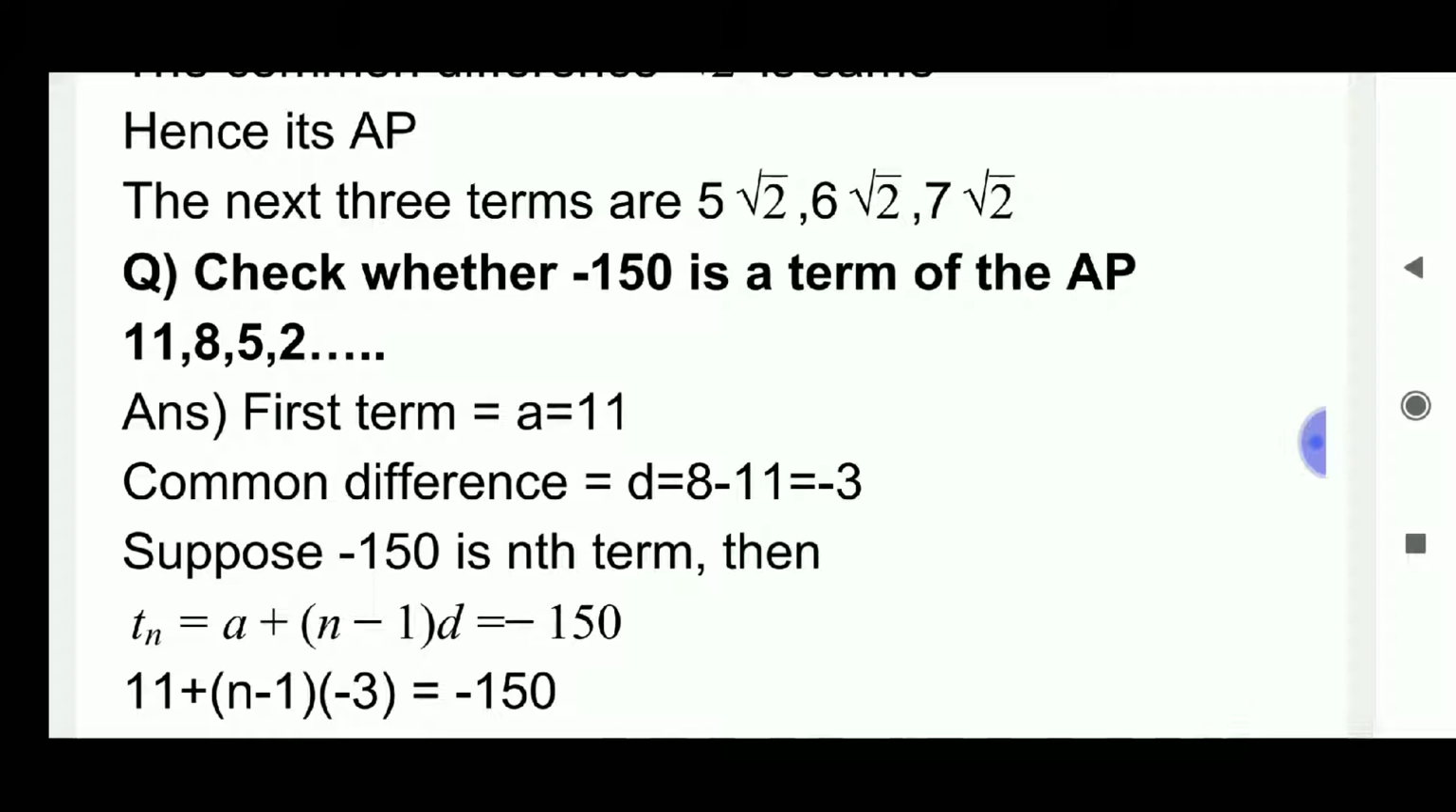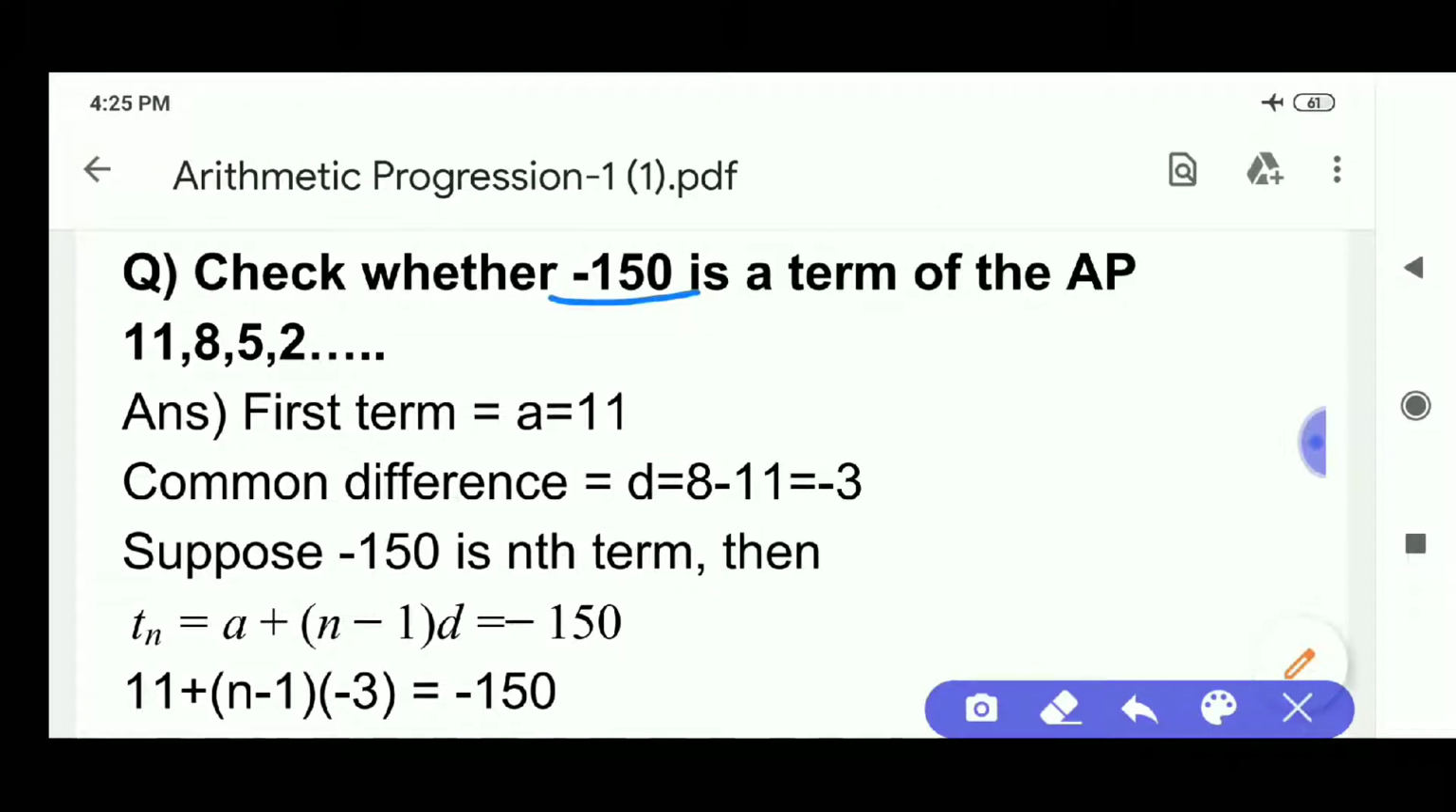Check whether minus 150 is a term of the arithmetic progression 11, 8, 5, 2, and so on. In this question, we have to examine whether minus 150 is in the arithmetic progression or not. It is also very simple. The first term, what is the first term? Yes, a is 11. Common difference d is the second term minus the first term, 8 minus 11, which is minus 3.